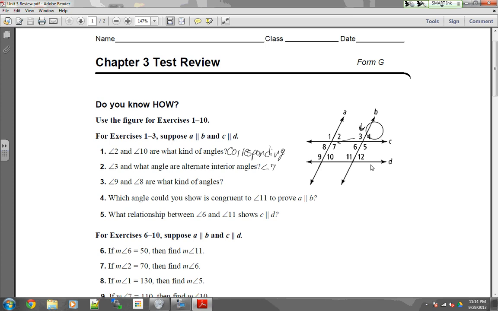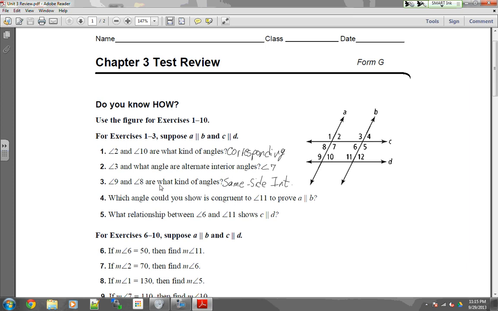All right. Number 3, angles 9 and 8. So here's 9 and 8. Angles 9 and 8 are what kind of angles? Well, again, they're inside lines C and D. A would be your transversal, so since they're between lines C and D, that means they're interior. They're on the same side of the transversal, so they are same side interior angles. All right, 9 and 8 are same side interior angles.